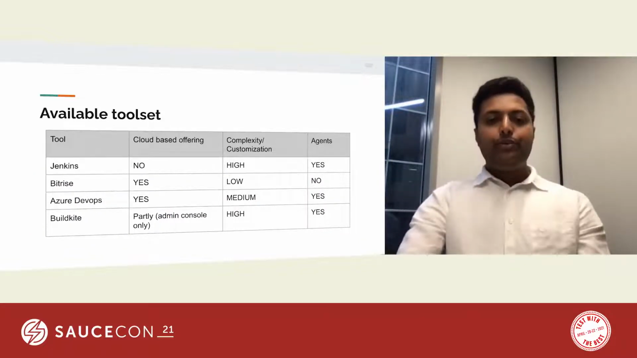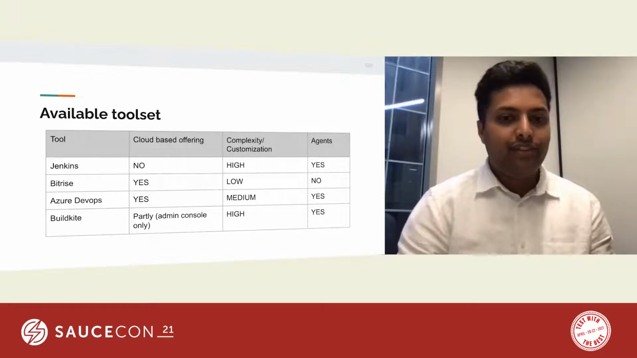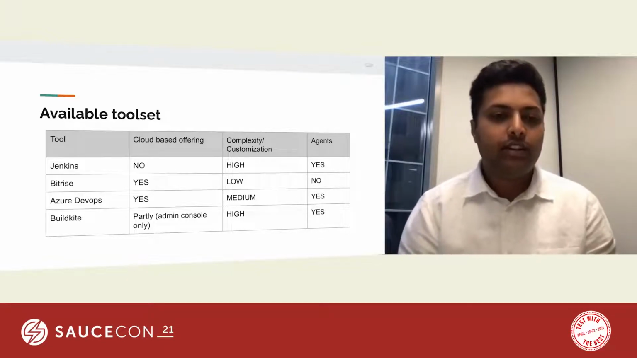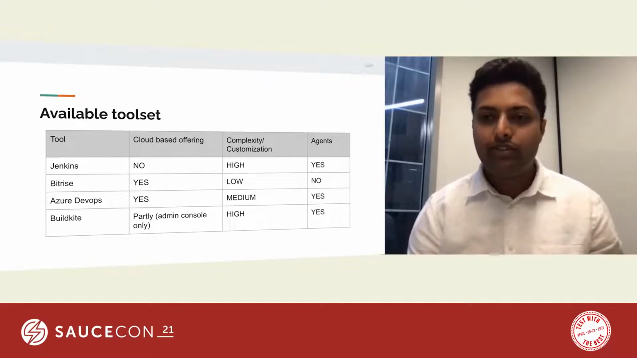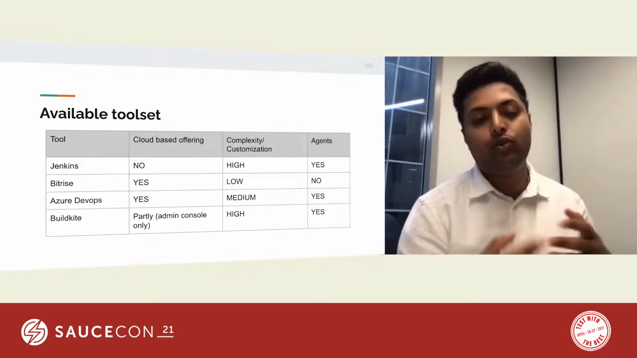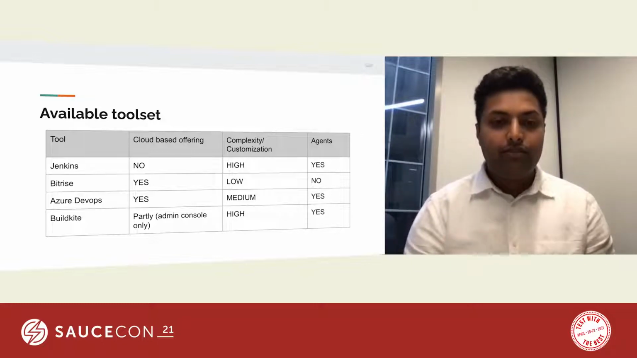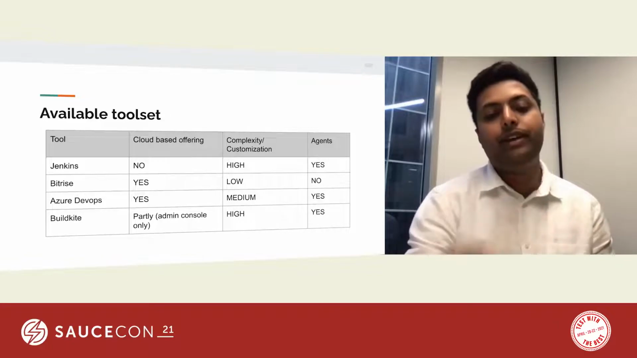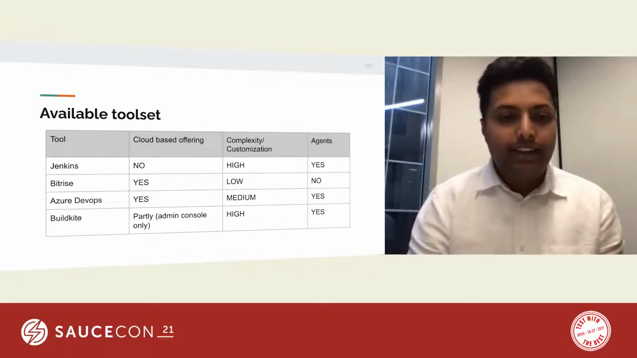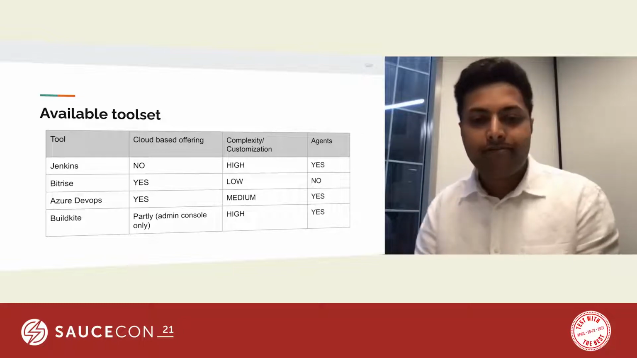So just to help you with selecting the right tool set, this is a quick comparison on where different things sit. There's not just one thing that would work for everyone. It depends on what type of team you have and what type of skill set you have to set up some of these things. I'm just comparing some of the leading examples here, so you can compare Jenkins, Bitrise, Azure DevOps, and Buildkite.